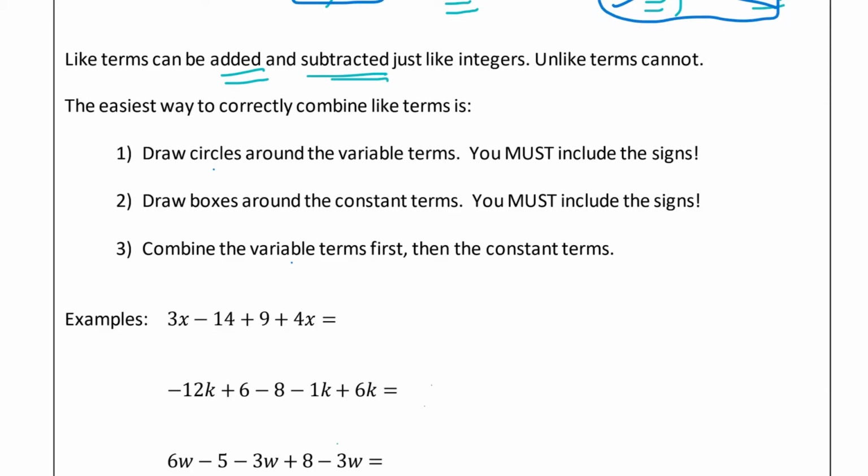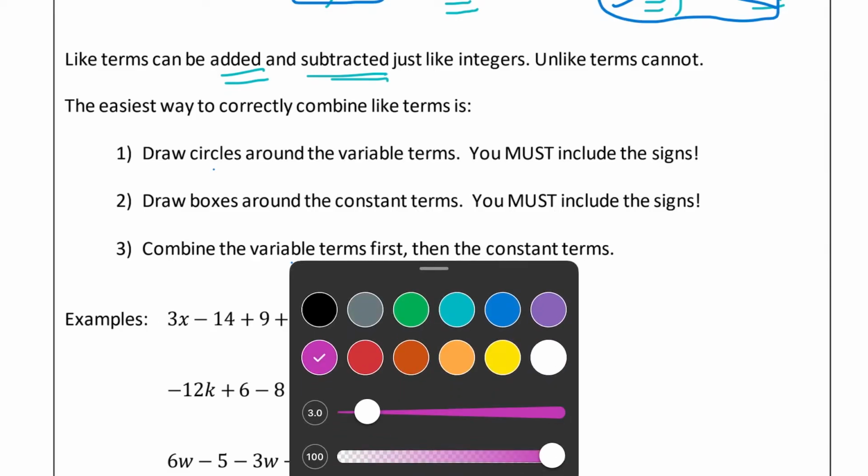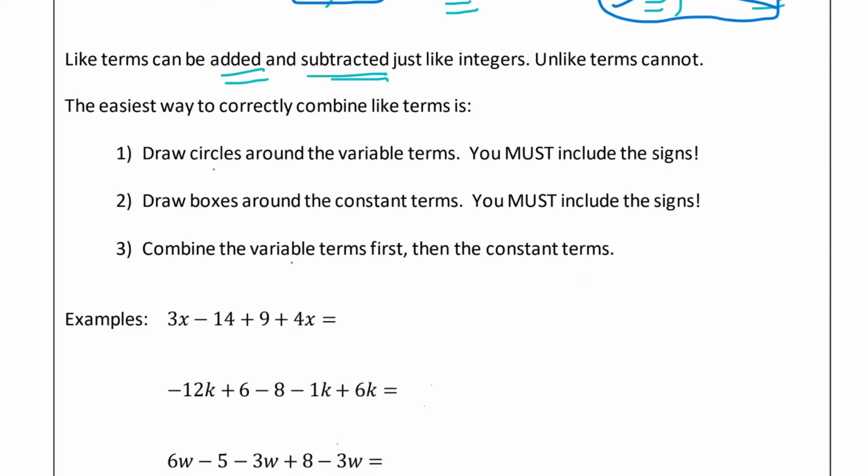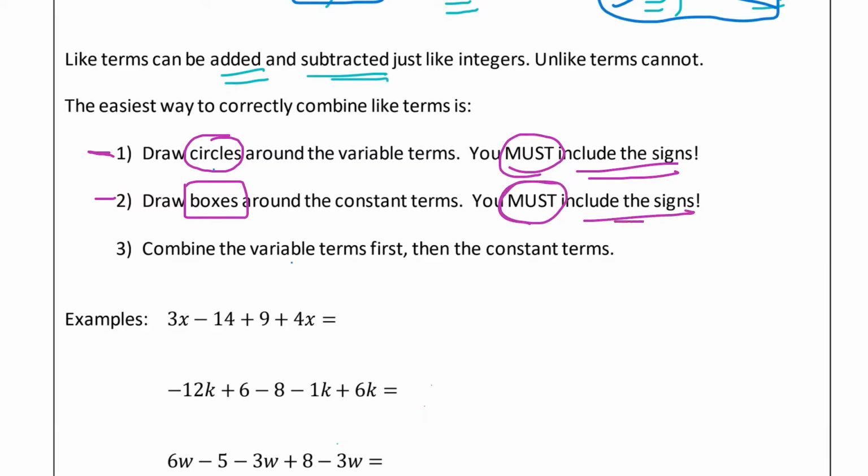So the easiest way that I have found to combine like terms is as follows. Step 1 for me is to draw circles around the variable terms, and you must include the signs. You'll see how important that is in just a minute. Step 2 is to draw boxes around the constant terms, and again, you must include the signs.